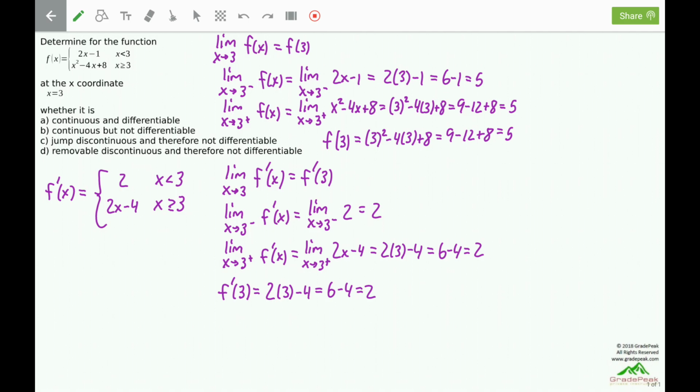It has the left side limit matches the right side limit, matches the function evaluated right at 3. And so in this case we are in situation A, which is both continuous and differentiable.